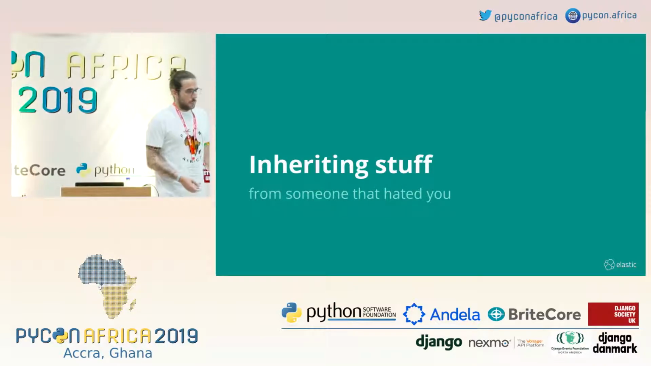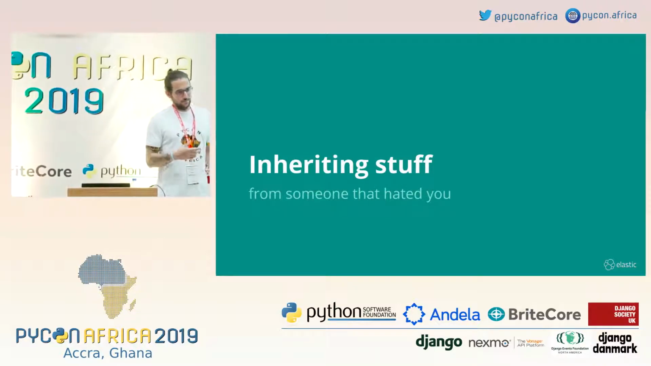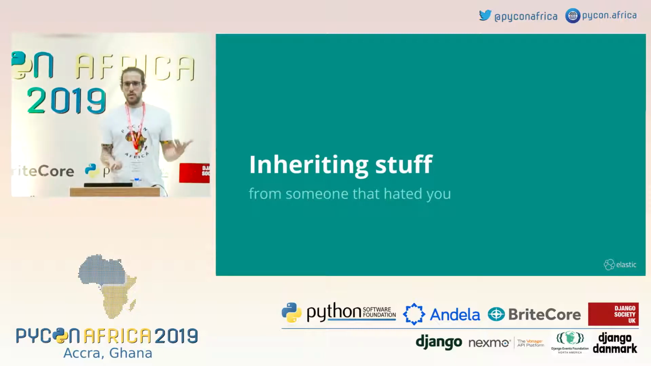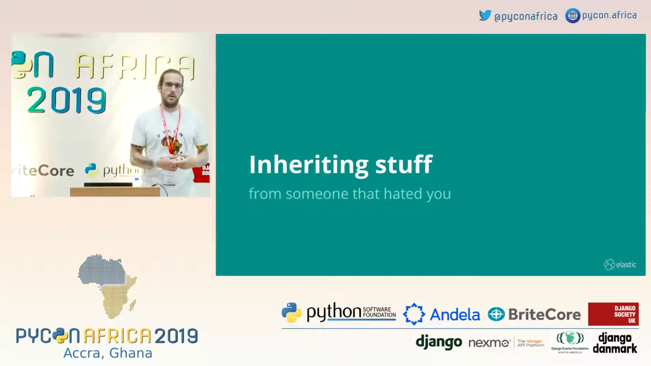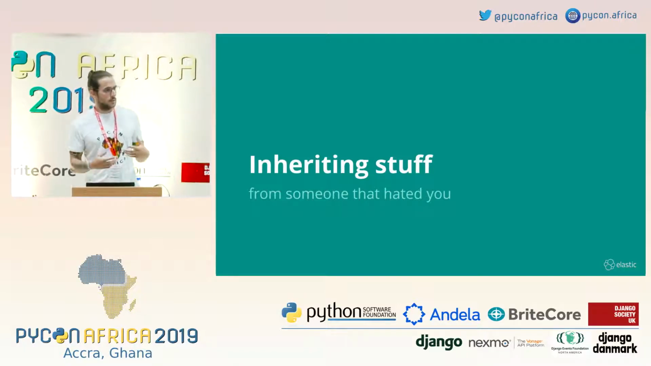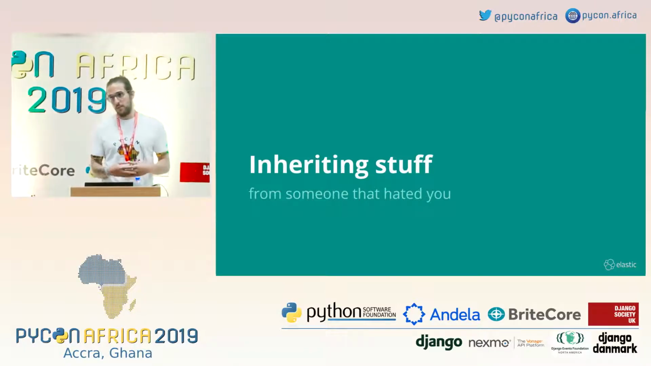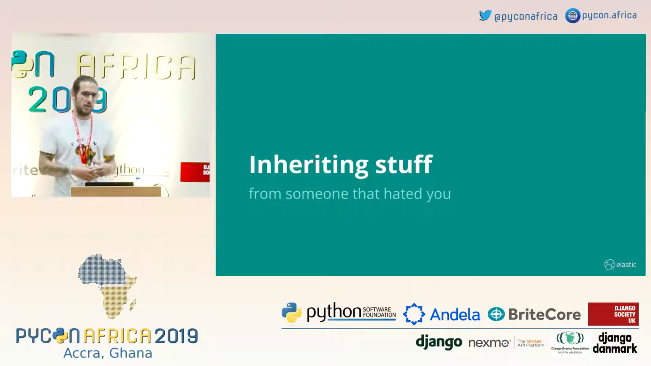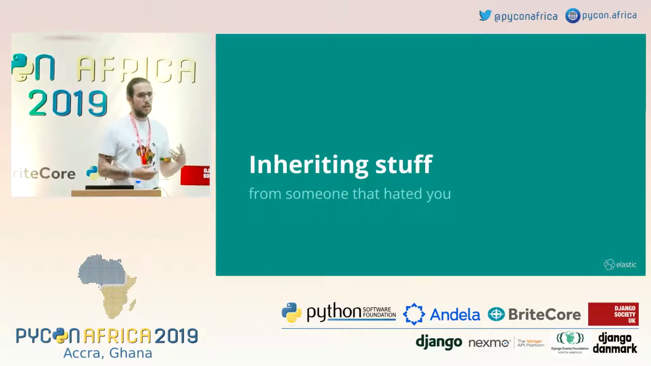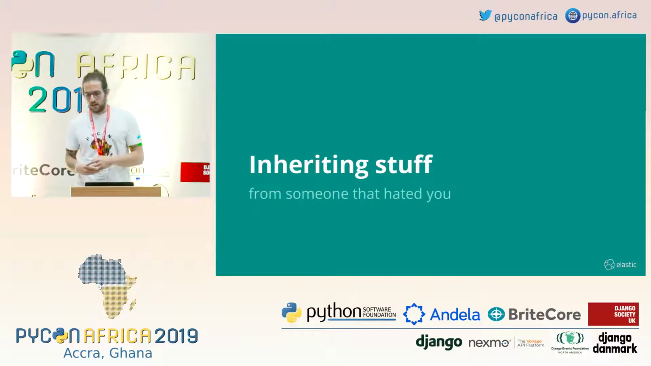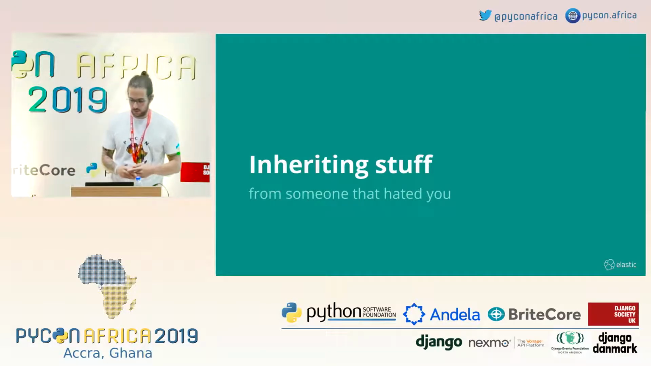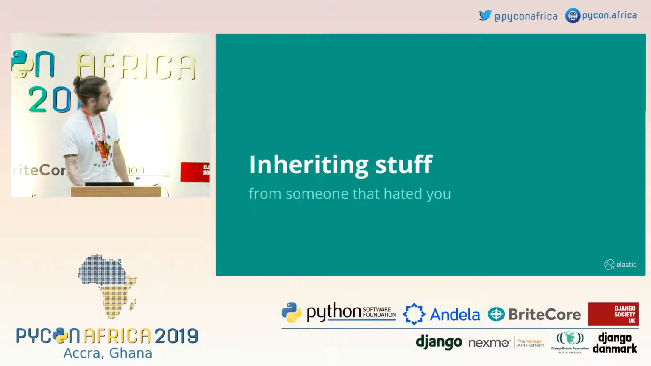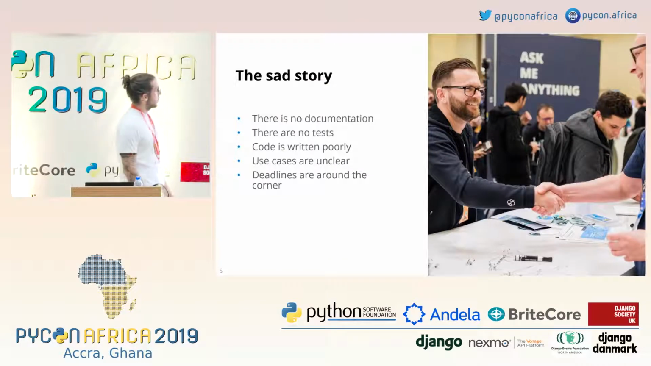But the more interesting scenario is the one where you are trying to adopt code from someone who hates you. Someone who wrote code in a way that is impossible to understand, with no tests, no documentation, APIs that are not clear, and use cases even less clear than the rest of the software. So, what is that sad story?